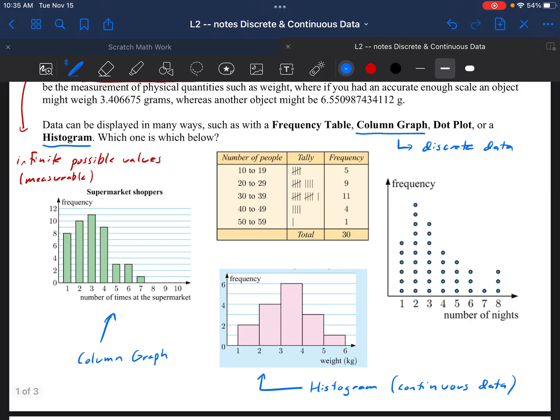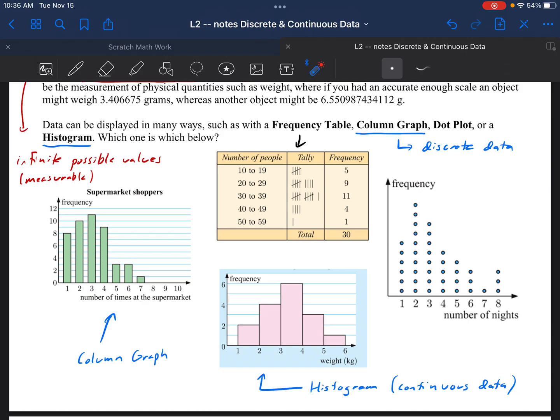Frequency table, that's just right here. Sorry, I want to make that another color. Okay, and there is a difference here. So we have, here's your number of people. There's a tally where you manually count everything, and then you take the tally and you just make a nice cleaner frequency. Okay, and that leaves the dot plot, right?